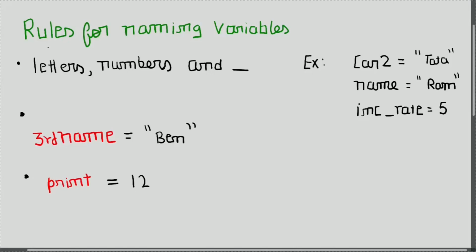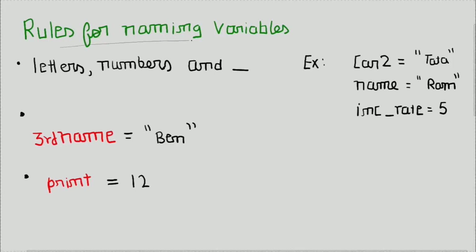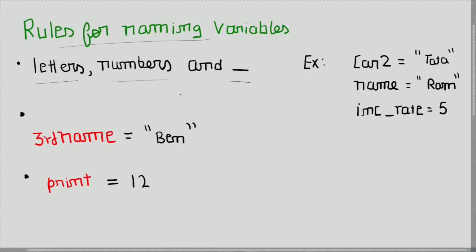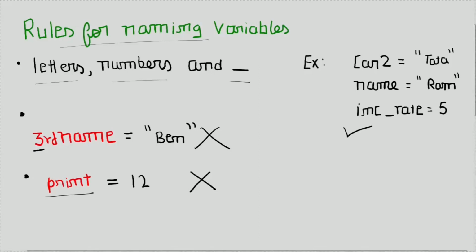Next, let's talk about the rules for naming variables. Use only letters, numbers, and underscores. Don't use a number at the beginning. Don't use a built-in command like print, which are called keywords. So that's something which we should keep in mind when we are naming variables.